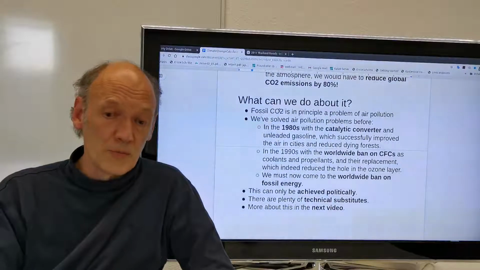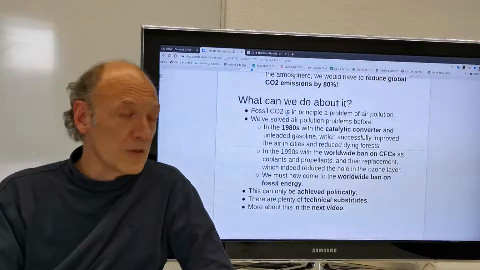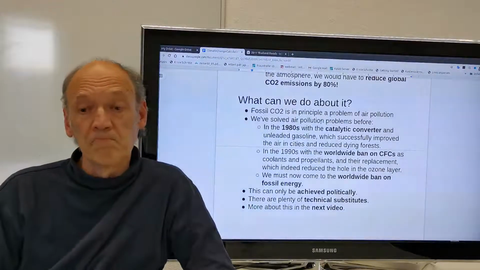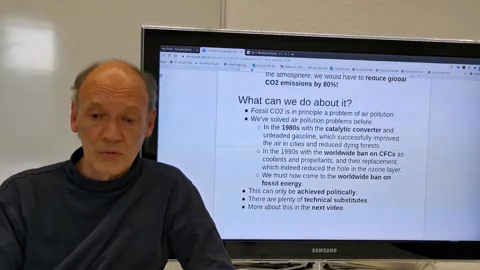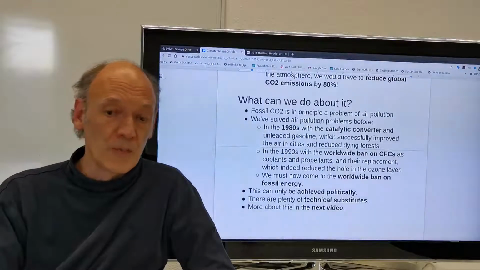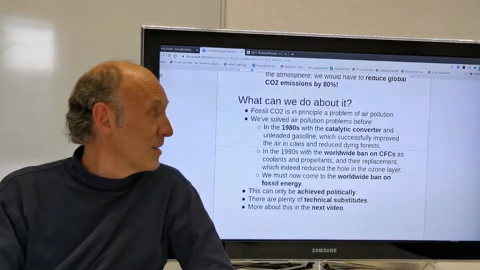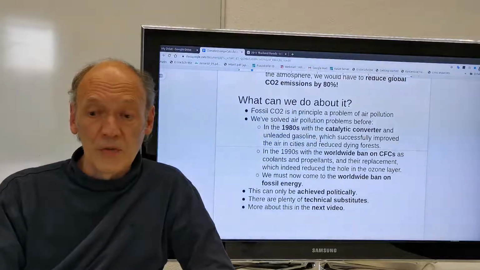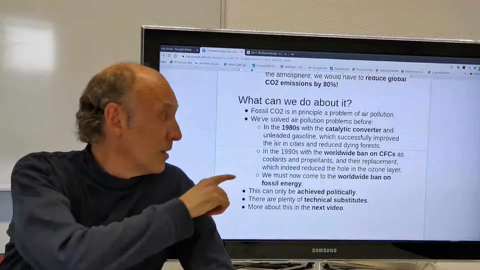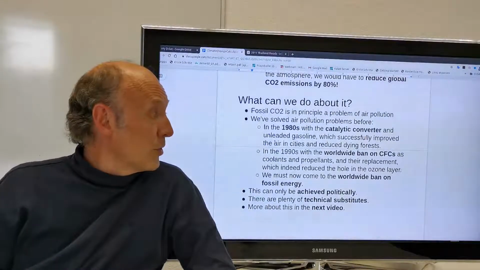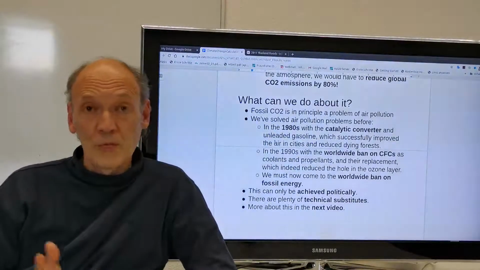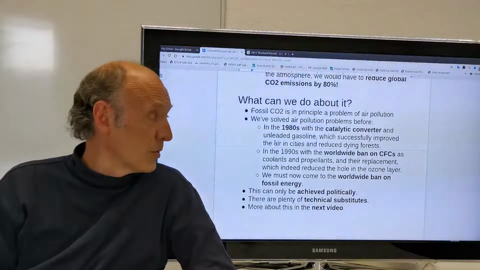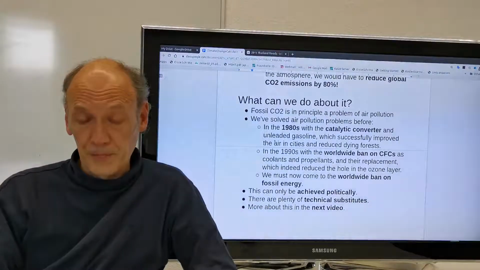Yeah, so what can we do? Well, basically, fossil CO2 is in principle a problem of air pollution, right? It's actually not that difficult. We solved air pollution problems before. For instance, in the 1980s with the catalytic converter and unleaded gasoline, which successfully improved the air in big cities and also reduced dying forests. Right? It worked. The catalytic converter worked. In the beginning there was also a lot of opposition to it, but then it actually worked.